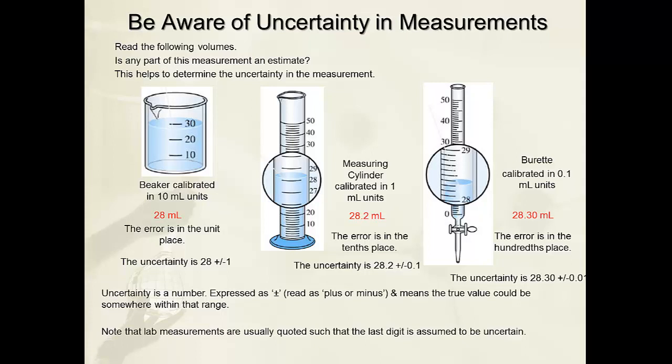For example, our burette is calibrated in 0.1 milliliter units, and later in the semester you're going to be doing a titration using a burette, calibrated in 0.1 milliliter units. You need to make sure that you estimate that hundredths place. So in this case we're looking at 28.30 milliliters, and we know that we're going to have some error there in the hundredths place, some uncertainty, I should say. We'll discuss error later on in the lecture anyway.